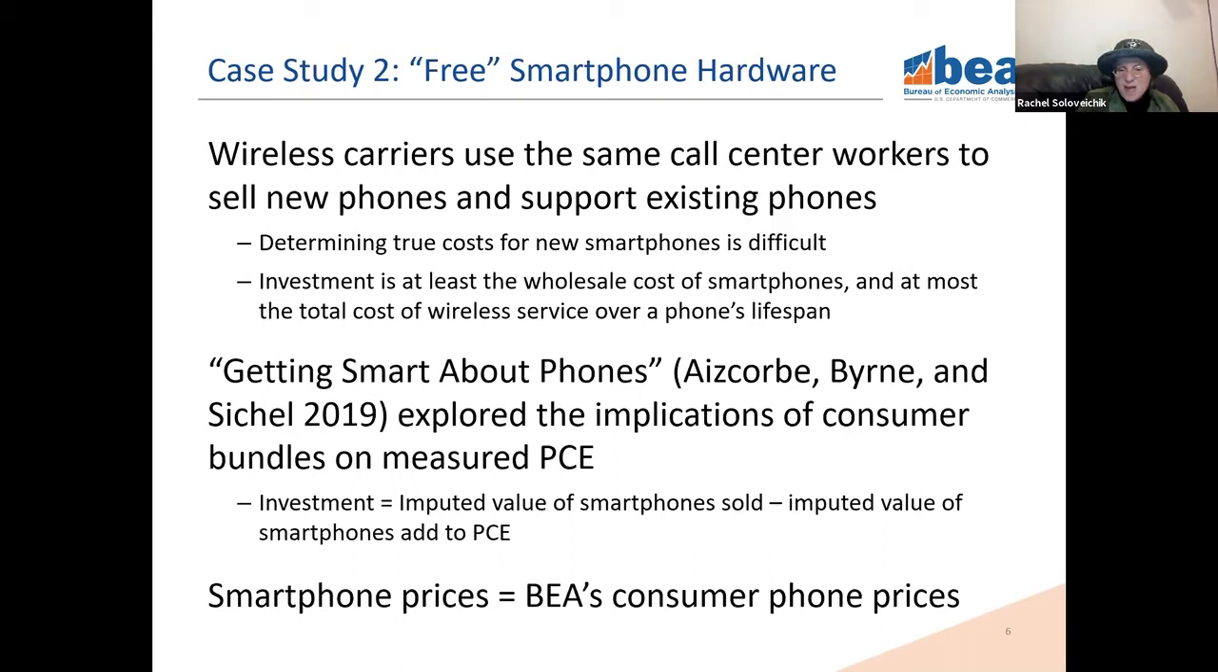And so we can get bounds. It's at least the wholesale cost, because there's no way the cell phone company is making a profit just sitting on inventory of smartphones if they don't do anything with it. And it's at most the total cost of wireless service. That would be true if setting up the smartphones is basically all the work, and after that there's no cost. And it's probably somewhere in between. But we can't say more than that.